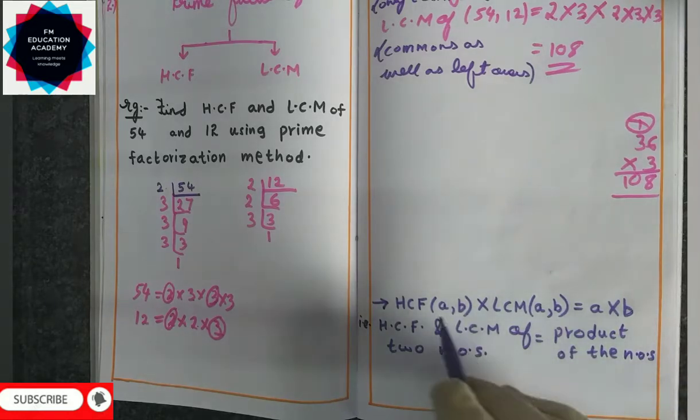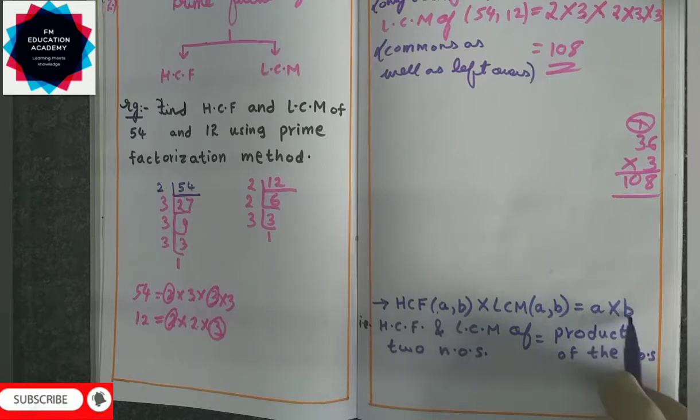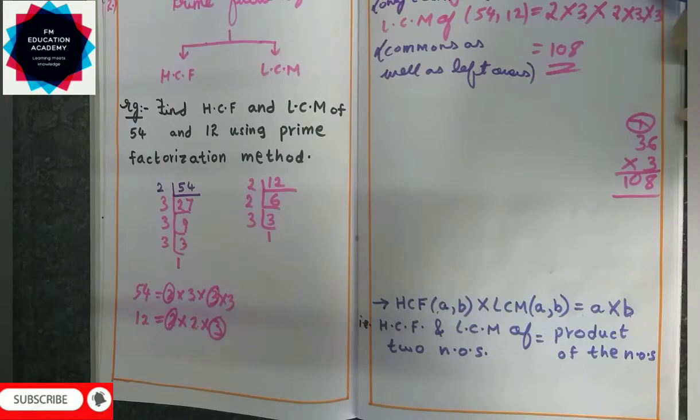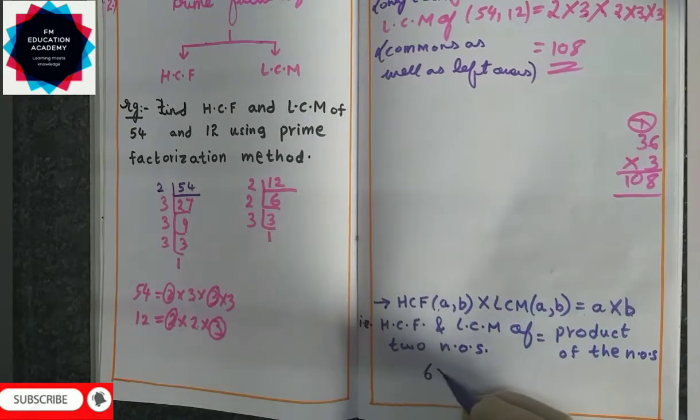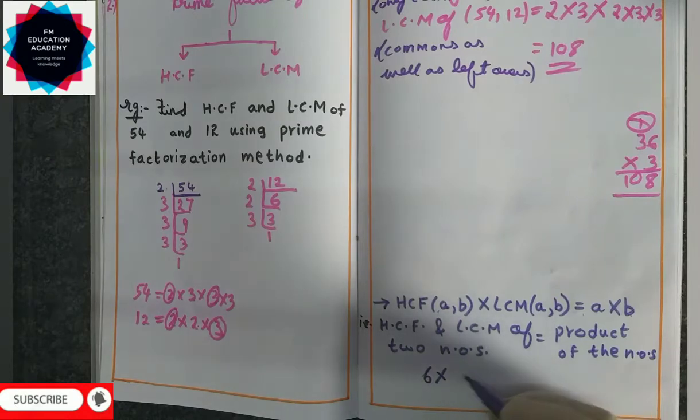For example, there are two numbers A and B. A and B here are real numbers. Remember this formula: HCF of the two numbers into LCM of the two numbers is equal to the product of the two numbers. I'll apply the same formula for these numbers. The HCF I got is 6, and the LCM I got here is 108.